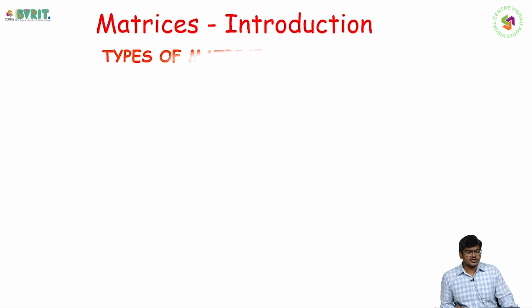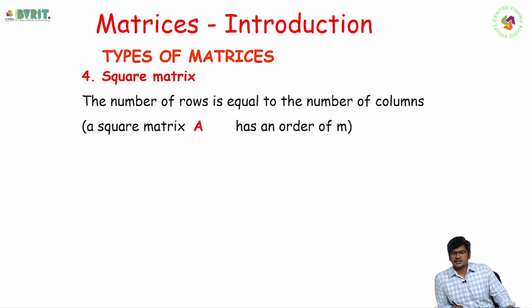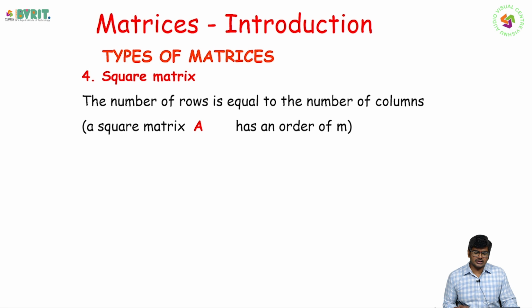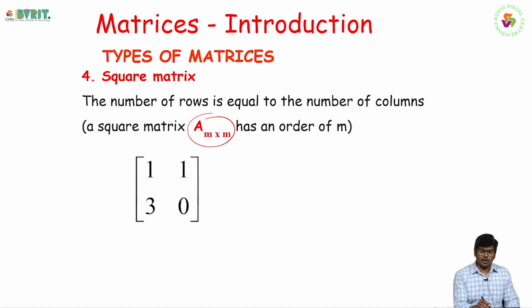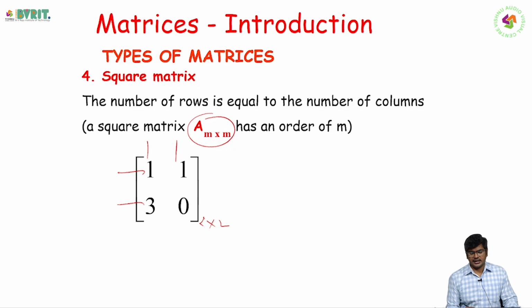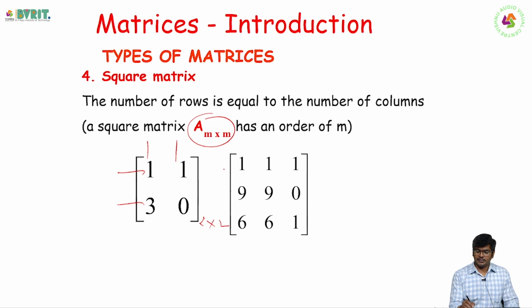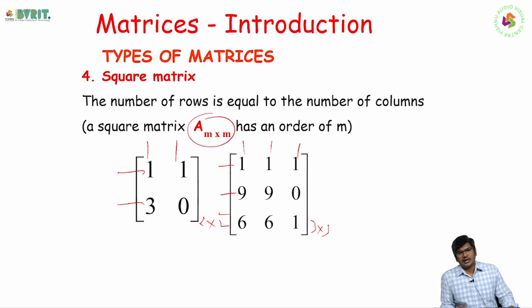Next, square matrix. Here clearly, a square matrix means the number of rows is equal to the number of columns. In this matrix, the number of rows is equal to the number of columns. Both are the same. The general representation of a square matrix is A m by m. Here observe, how many rows? 2 rows. How many columns? 2 columns. That is a 2 by 2 matrix. And similarly, we get a 3 by 3 matrix, 3 rows and 3 columns. The number of rows is equal to the number of columns.